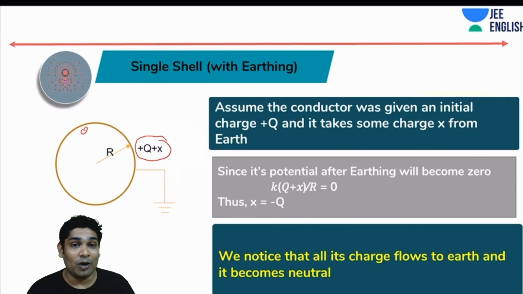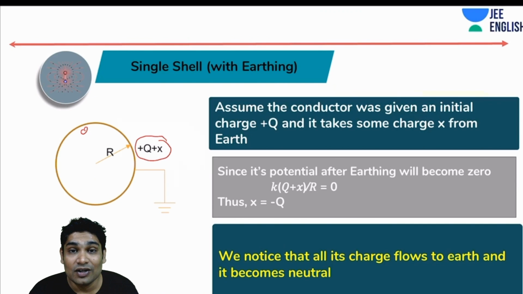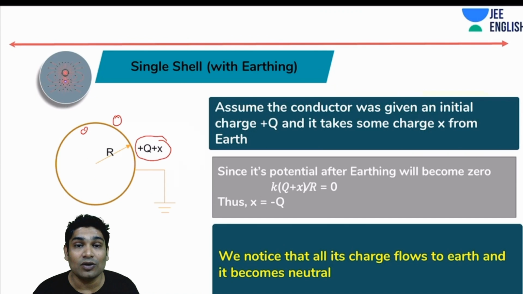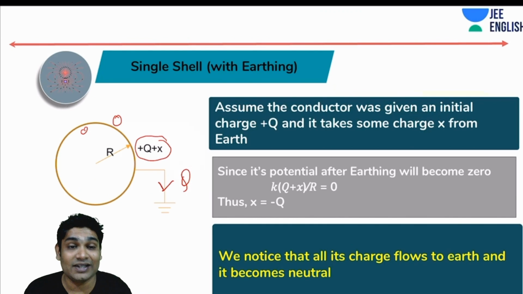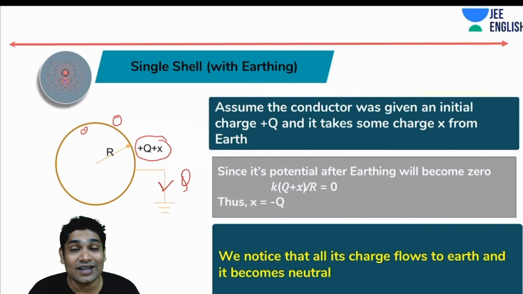The second thing I know about earthing is that when anything is connected to earth, its potential comes down to zero. If I try to find the potential of this shell, it will be k(q + x)/r. Since that is 0, what I get is x = -q. The net charge here will be zero; the entire charge q would have flown down to the earth. When you connect a single shell to earth, all its charge will flow away and it will become neutral.